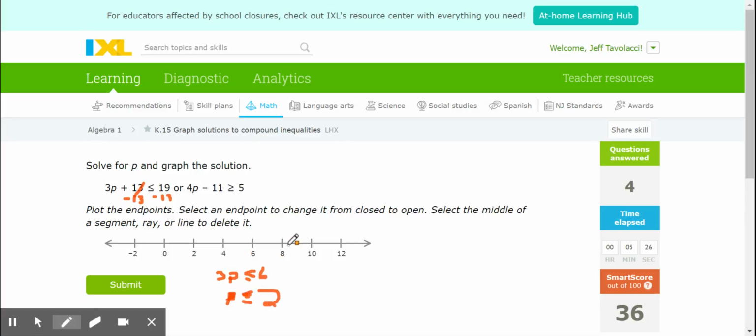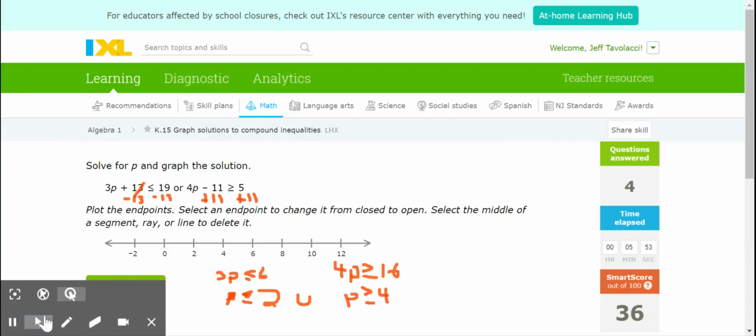Apologize for the handwriting here. Or, union, add 11 to both sides. That's going to give me 4p is greater than or equal to 5 plus 11, which is 16. Divide both sides by a positive 4. Dividing by a positive will not impact the inequality, so p is going to be greater than or equal to 4.